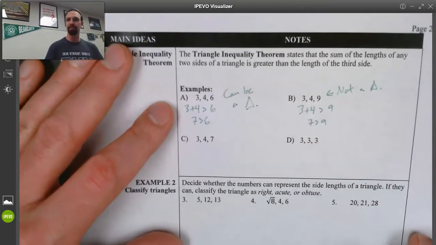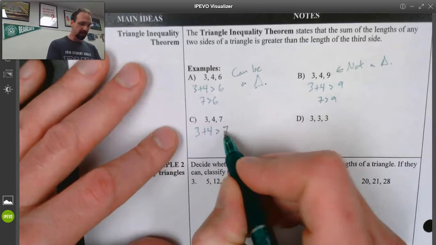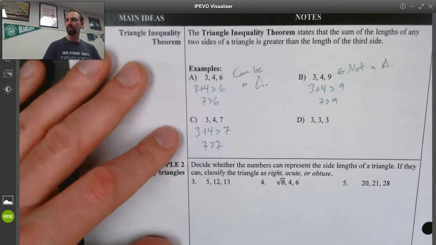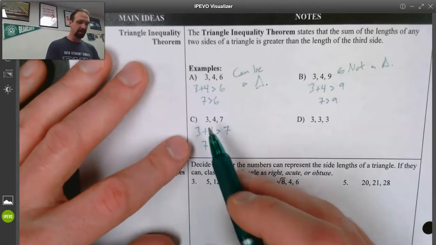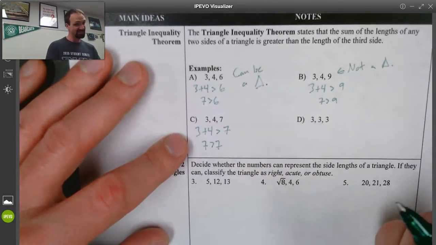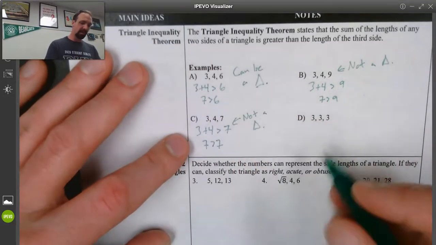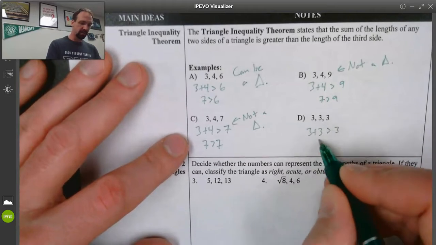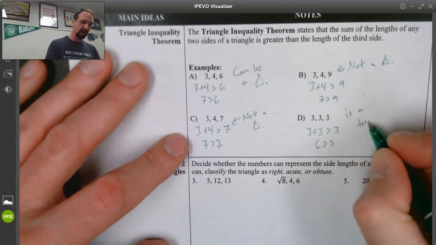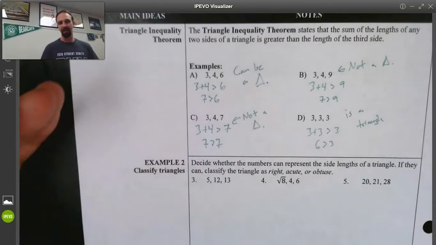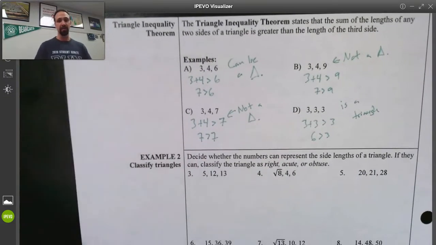This can be a triangle, and I'm going to use the symbol as my abbreviation for triangle. For this one, 3 plus 4 is greater than 7? Is 7 greater than 7? It's not, so this is not a triangle. Then for this one, 3 plus 3 is greater than 3, 6 is greater than 3, yes. This is a triangle. And I actually know this is a triangle because all the lengths of the sides are the same. That's what we talked about on the previous page, the equilateral triangle.